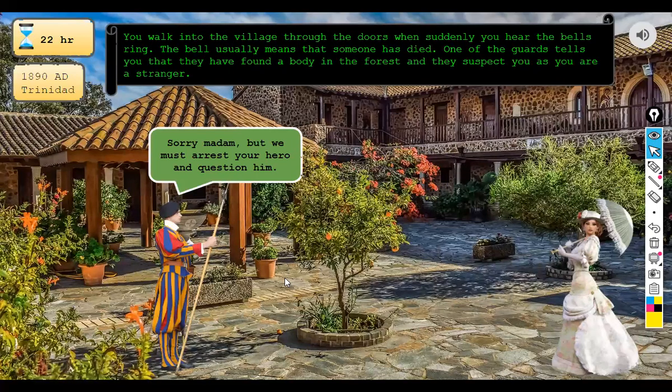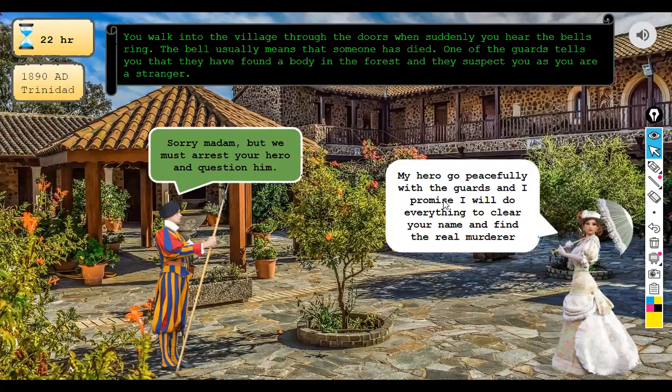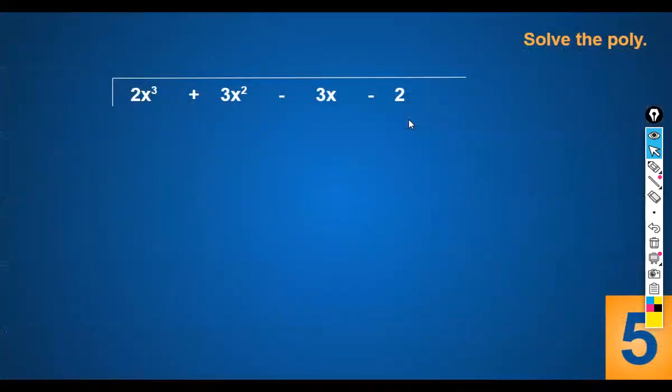Right? So they arrest the hero, which is you. So she tells you to go peacefully with the guards. You don't have a choice, right? Until they find the real murderer. You're suspecting the Baroness as being the bad person, the lady trying to help you. She said she would talk it through with the guards. She would clear your name. Have some confidence in the lady. Anyway, guys, let's move on.